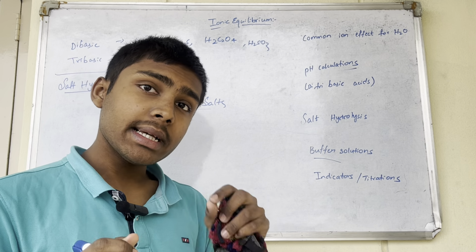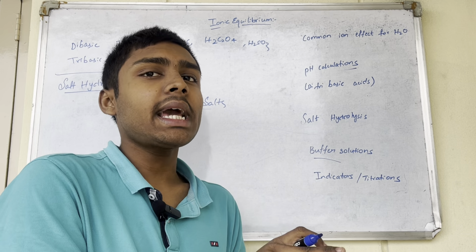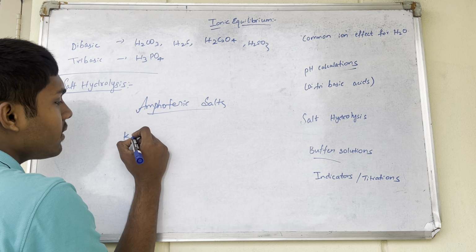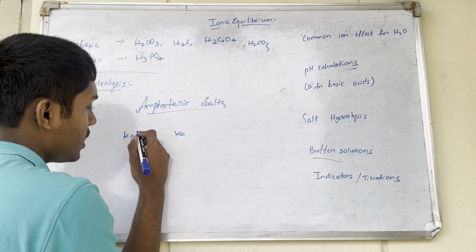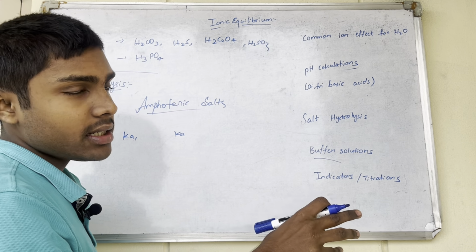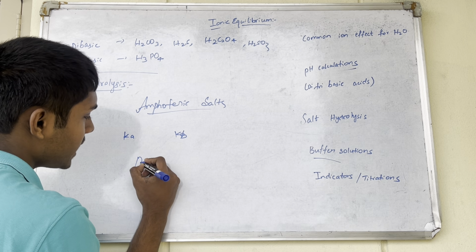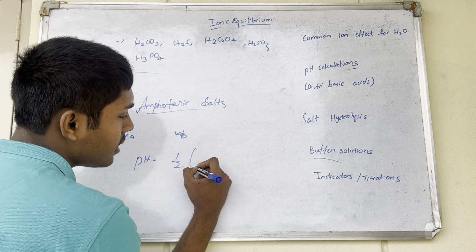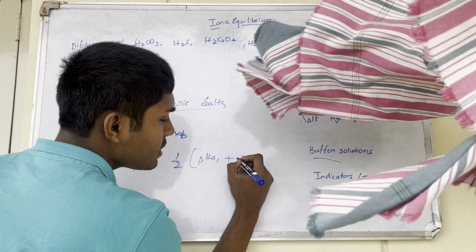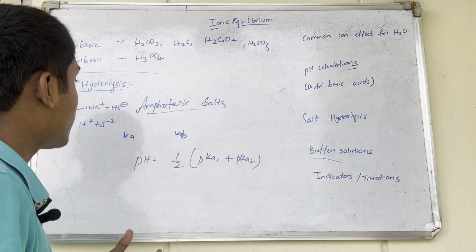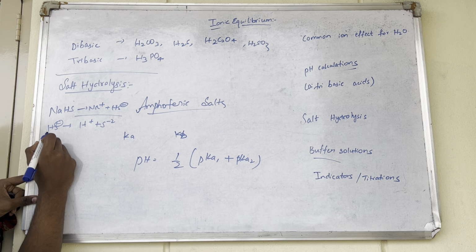If you put them in basic medium, they behave as an acid. So, dual character, for amphoteric salts. They'll have Ka1 and Ka2, right? Meaning for acidic ionization Ka, for basic Kb. Then we can write pH equal to directly half of pKa1 plus pKa2. So here NaHS is an amphoteric salt which will dissociate as Na plus and HS minus.